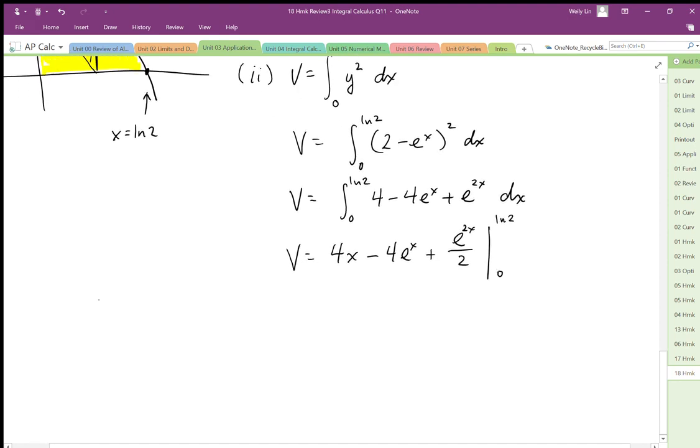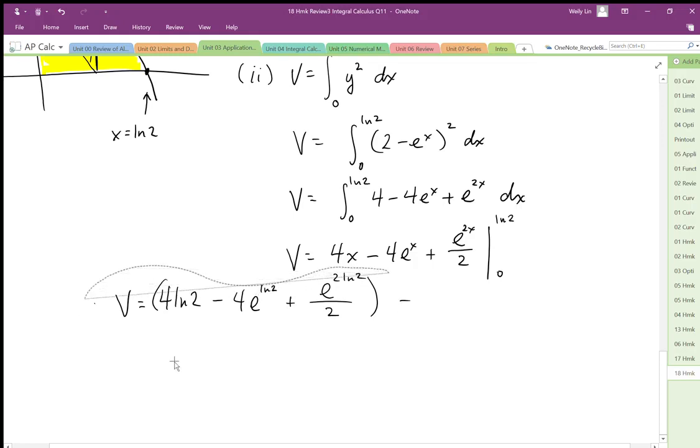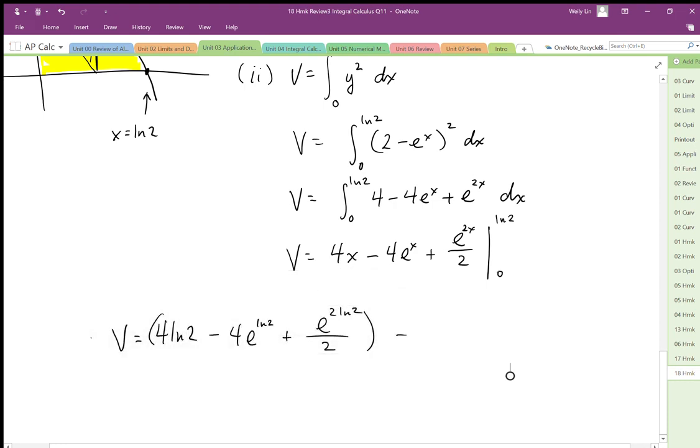For the volume, I just substitute in. Volume is equal to 4 log 2 minus 4e to the log 2, which is 2, plus e to the 2 log 2 over 2, minus, substituting 0 in, I get 4 times e to the 0, which is 1, plus e to the 0 over 2, and it looks like that.